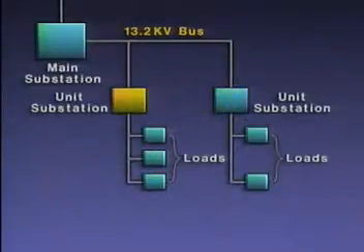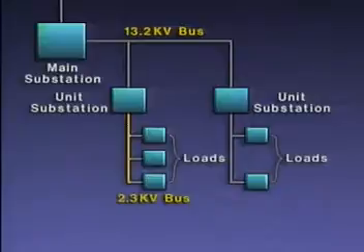This unit substation reduces the 13.2 kV to 2.3 kV. This part of the circuit is a 2.3 kV bus, since it supplies 2,300 volts to these loads. Now, this unit substation reduces the voltage from 13.2 kV to 480 volts. This part of the circuit is a 480 volt bus, since it supplies 480 volts to these loads.